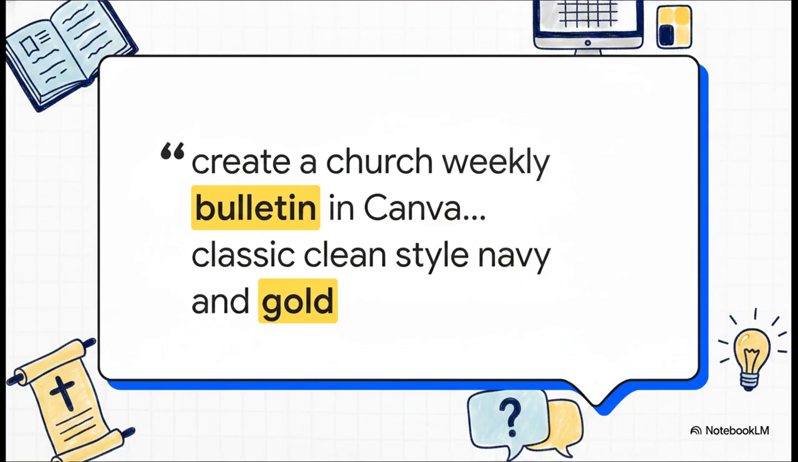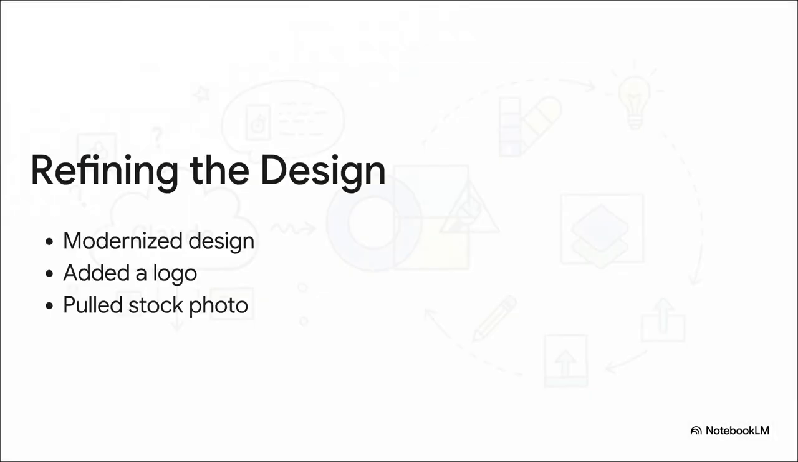The prompt is highly descriptive. Create a church weekly bulletin in Canva. Sections for service times, announcements, upcoming events, a scripture of the week, and prayer requests. Classic, clean style, navy and gold, letter size, 2 columns. Notice the specific layout instructions, like 2 columns, and the strict color choices of navy and gold. Claude delivered 4 candidate designs matching those exact specs.